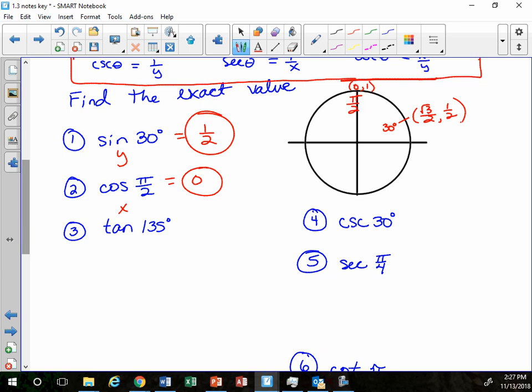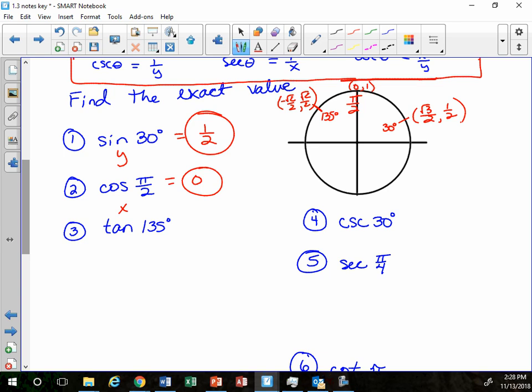All right, tangent, 135. Where is 135? It's like over here, halfway in between in the second quadrant. Perfect. All right, what's my ordered pair? Yeah, this is the root 2 over 2 stuff, right? Negative x, positive y.